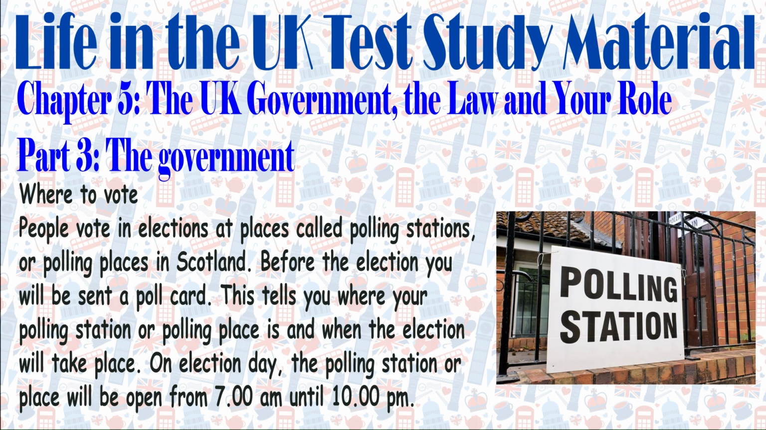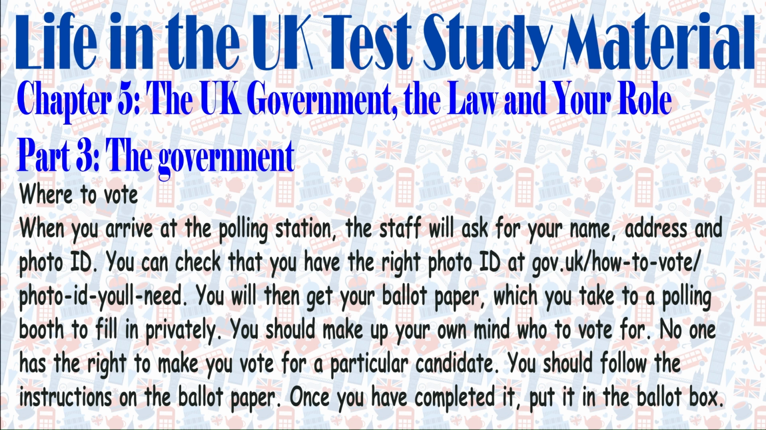Where to vote? People vote in elections at places called polling stations, or polling places in Scotland. Before the election you will be sent a poll card. This tells you where your polling station or polling place is and when the election will take place. On election day, the polling station or place will be open from 7 o'clock a.m. until 10 o'clock p.m.